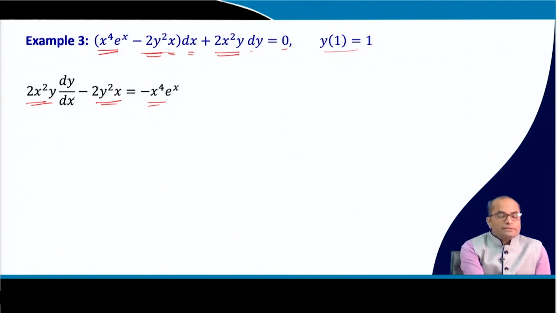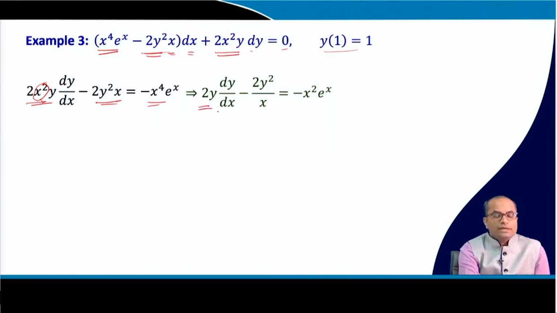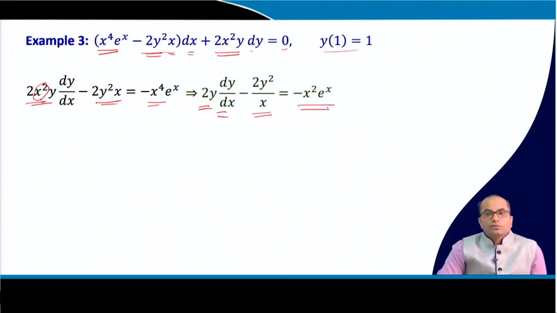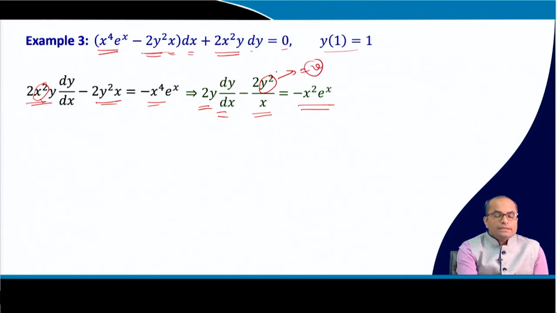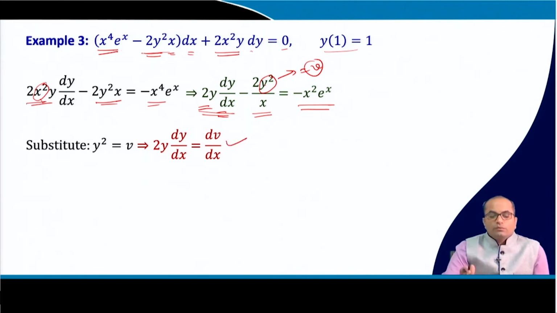And in this case we have a similar observation that we can first of all divide by this x². So, after dividing by x², we have 2y dy/dx minus 2y²/x, and the right hand side will be just minus x²eˣ. So, in this case also, if we substitute y² as v, then this 2y dy/dx will become 2 dv/dx, and then here the equation will become linear in v.